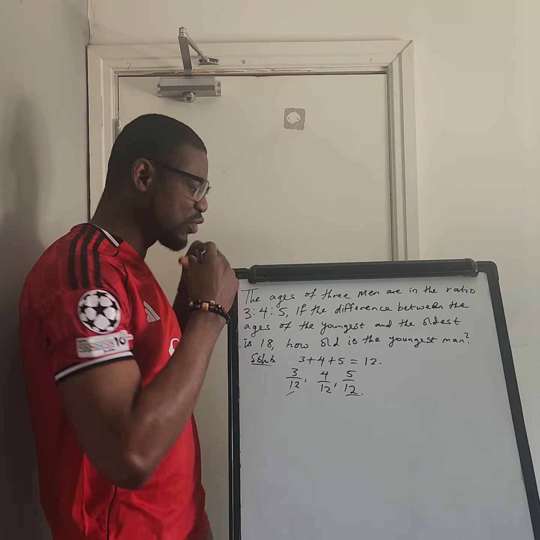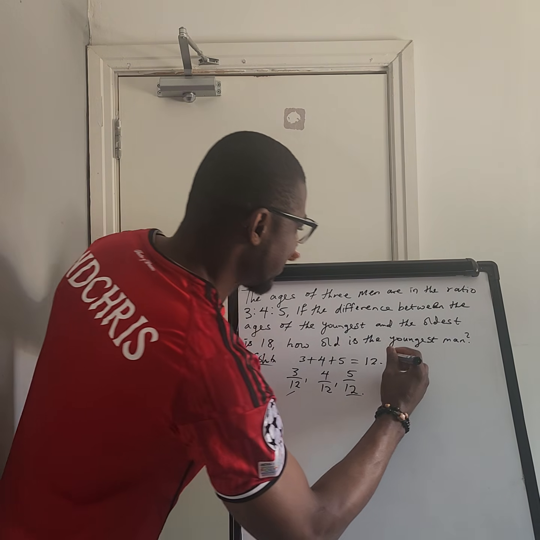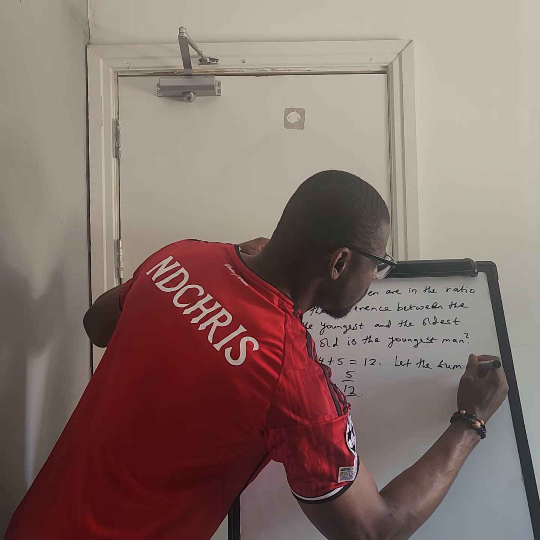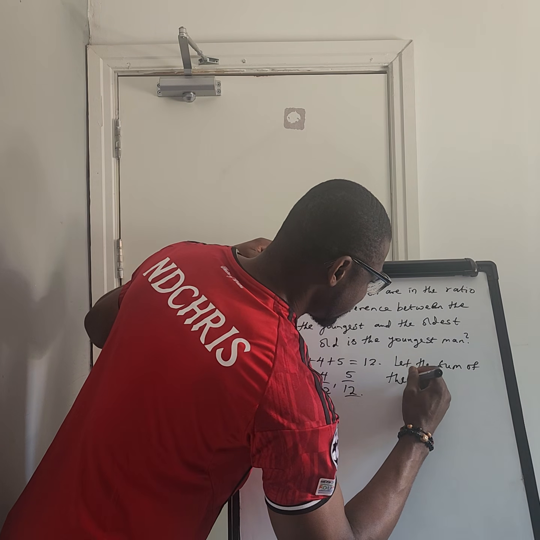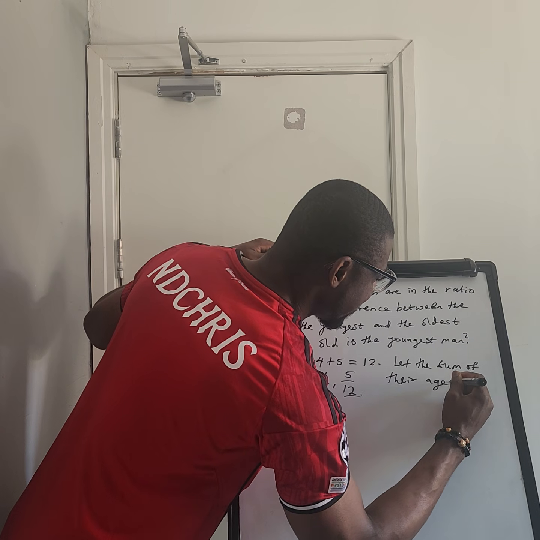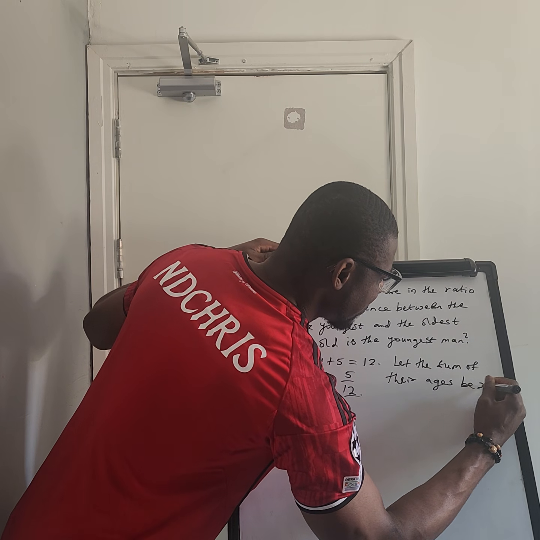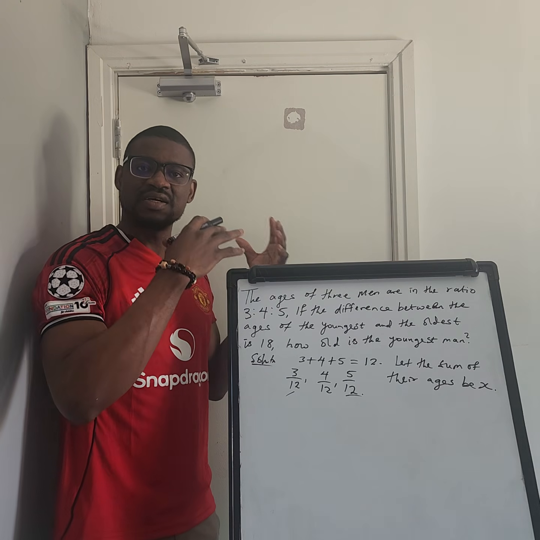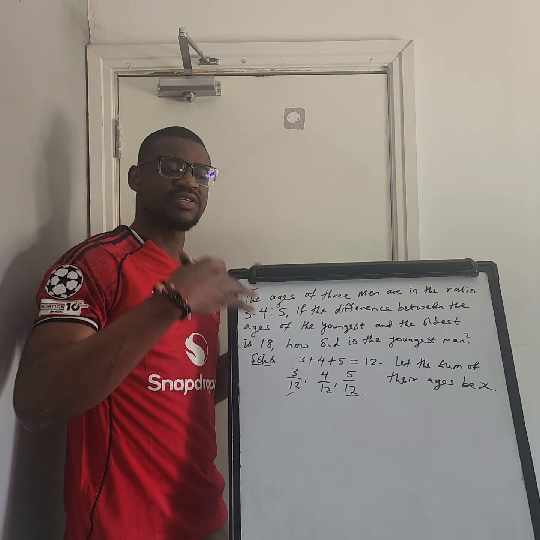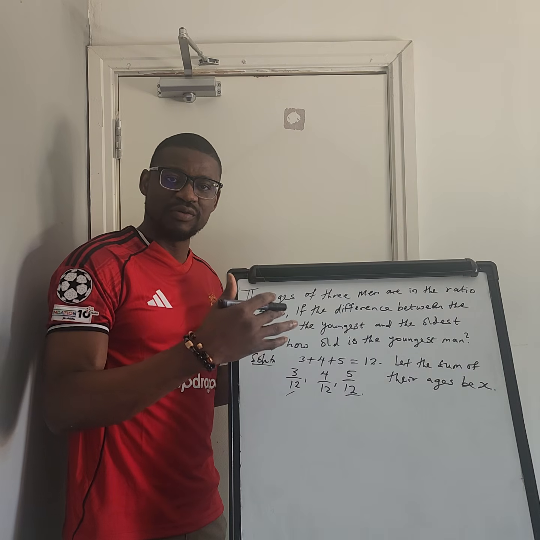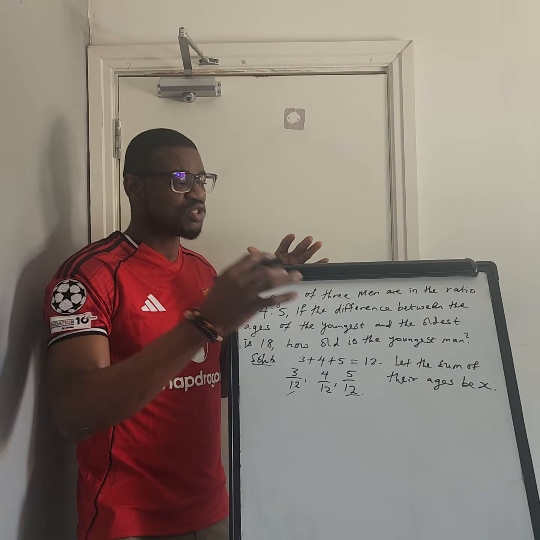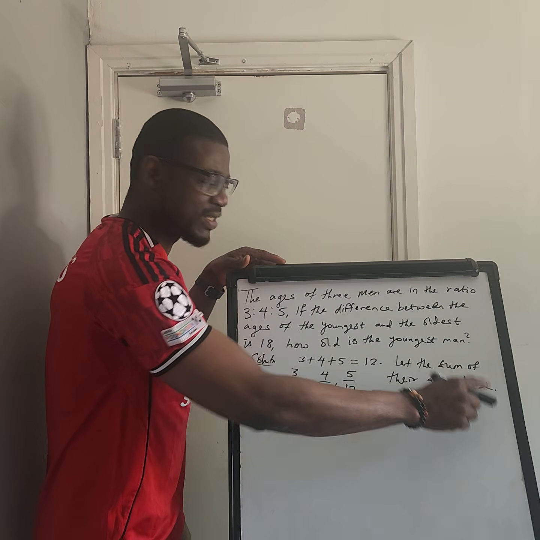We don't know that. So we then say, let the sum of their ages be x. So that when we add the age of the youngest to the oldest and the other third man, it will give us a total of what? X. We don't know what it is.